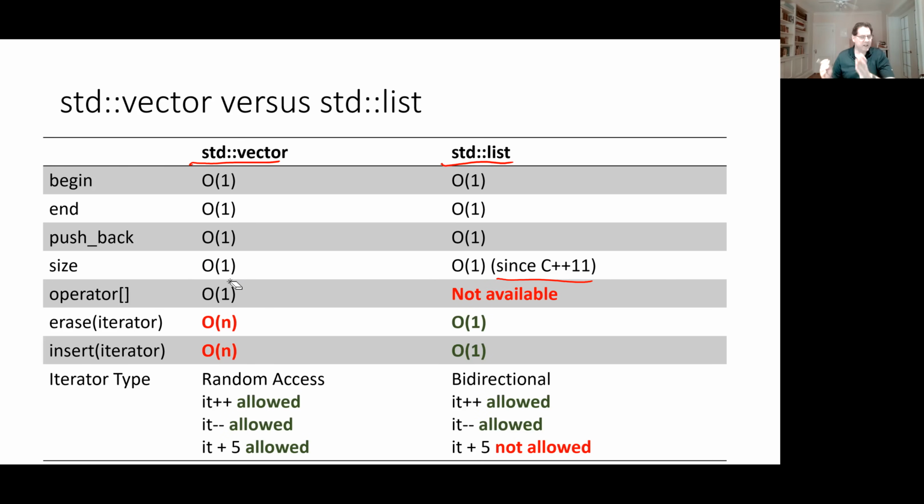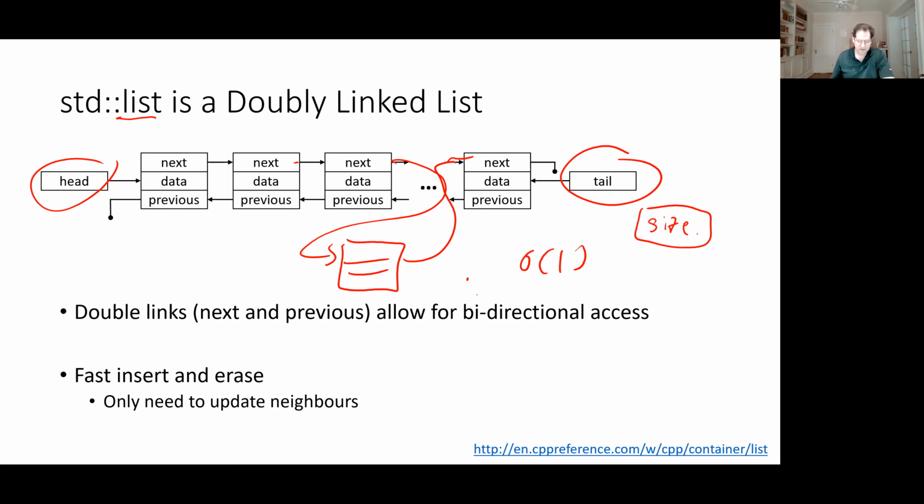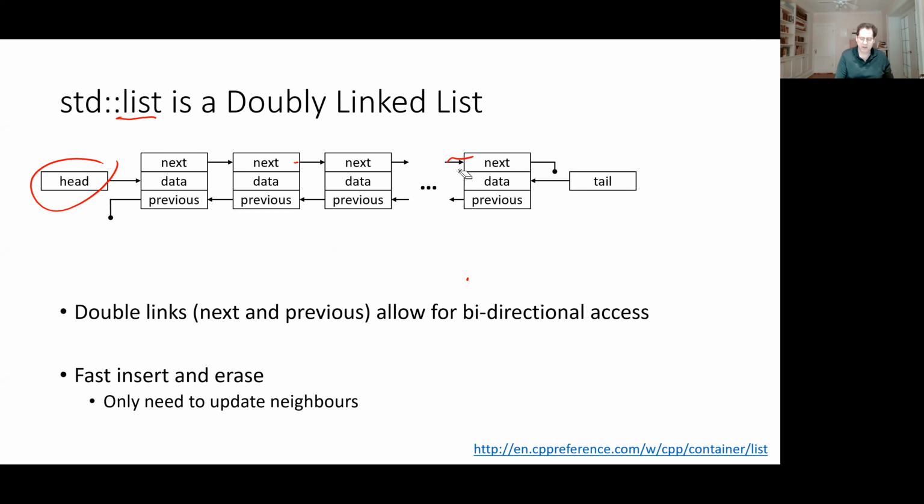Square bracket operators, the indexing operator. It's fast for a vector because it works just like an array. It is not available for a list. It will not compile. The reason it's not available is it doesn't really make sense. You don't have random access to this data structure. If you ask for the 50,000th element, you can't get it in any efficient way. The only way you could get it is actually to start at the head and walk through the whole list until you've gone through 50,000 nodes, which would be really slow.